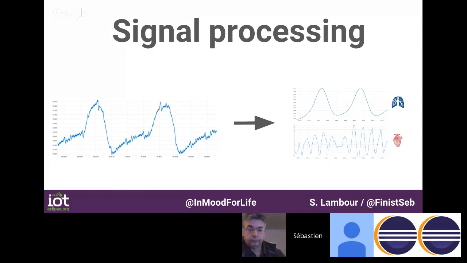The signal decomposition is based on statistical tools. We extract three metrics from the raw signal: the respiratory rate, the heart rate, and the agitation level, minute by minute.